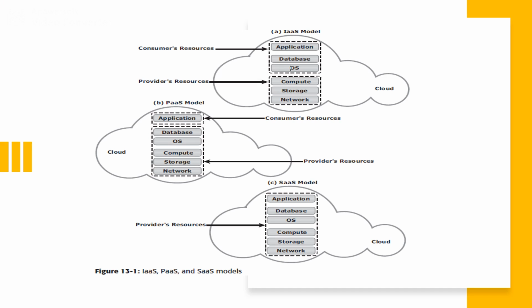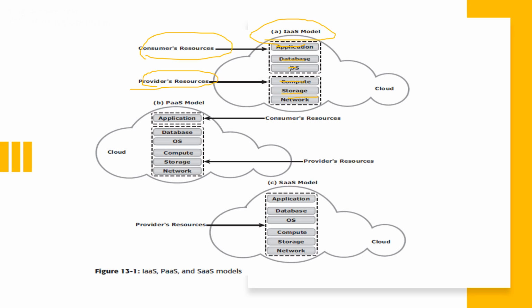The diagram shows the different service models. As I mentioned before, infrastructure as a service is the base layer of the cloud service stack. Here we can observe consumer resources and provider resources, with consumer resources consisting of application, database and operating system, and service provider resources being compute, storage and network.